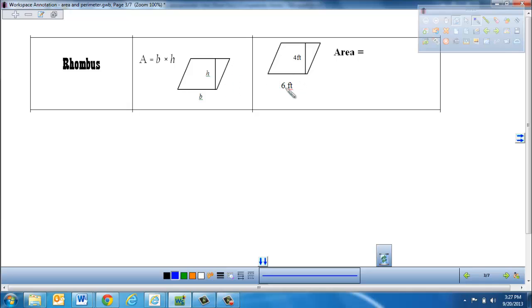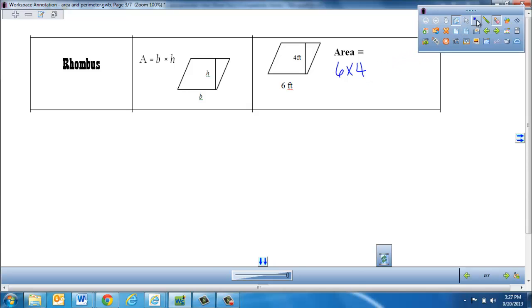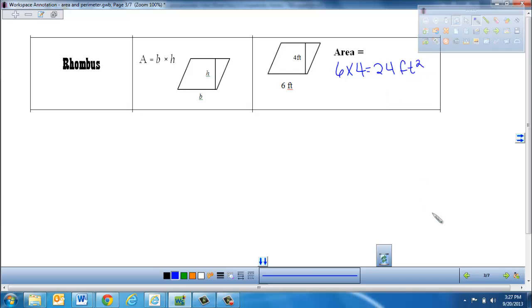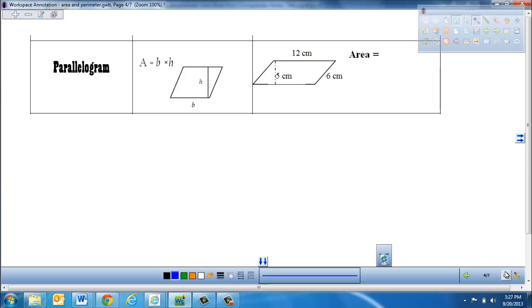So on this rhombus, we take the base, which is 6, times the height of 4. Oops, let me erase that. Sorry, guys. Which equals 24 feet squared, and that would be the area of that.